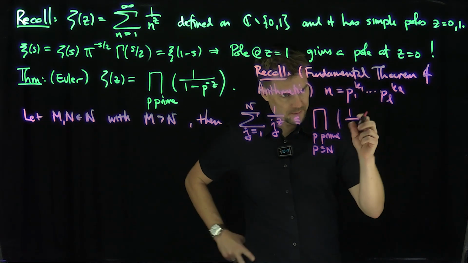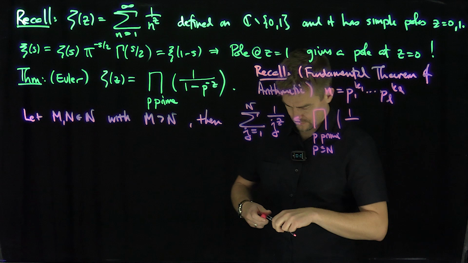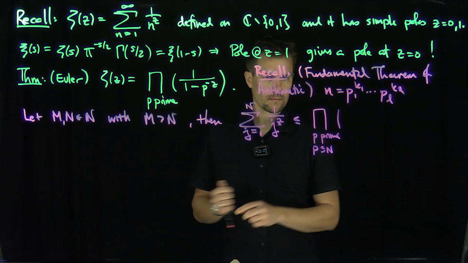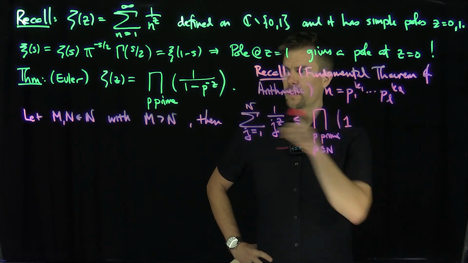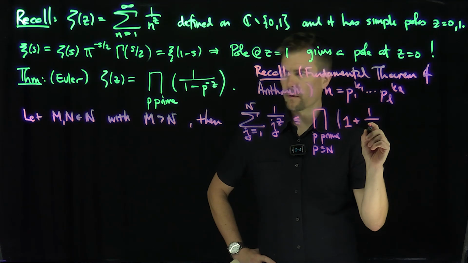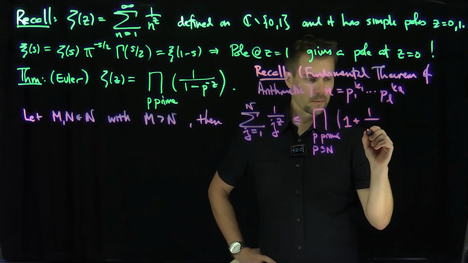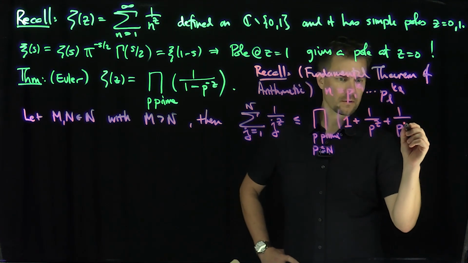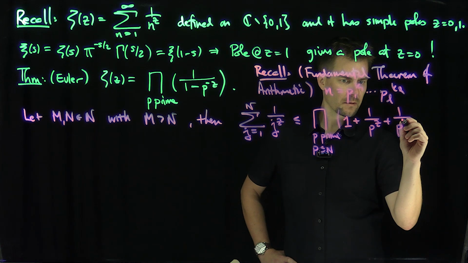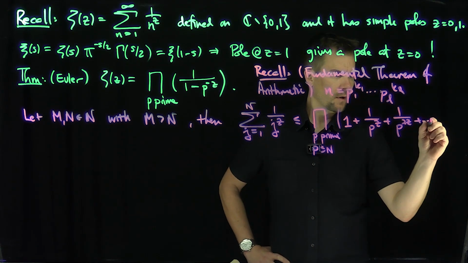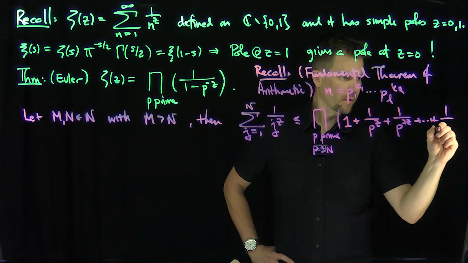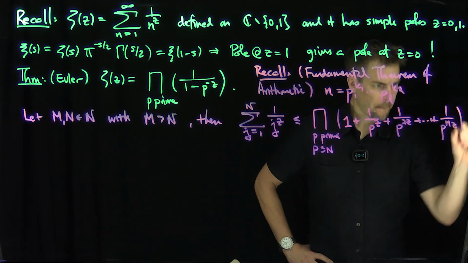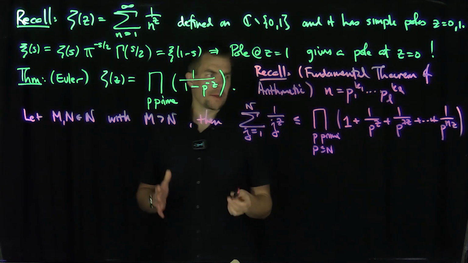I'll get what? I'll get a 1. So we're going to start with a 1. And then plus 1 over p to the z, plus 1 over p to the 2z, etc., all the way down to 1 over p to the mz. I'll stop it at mz, right? Like so. Okay, now let's figure out why this is true, right?